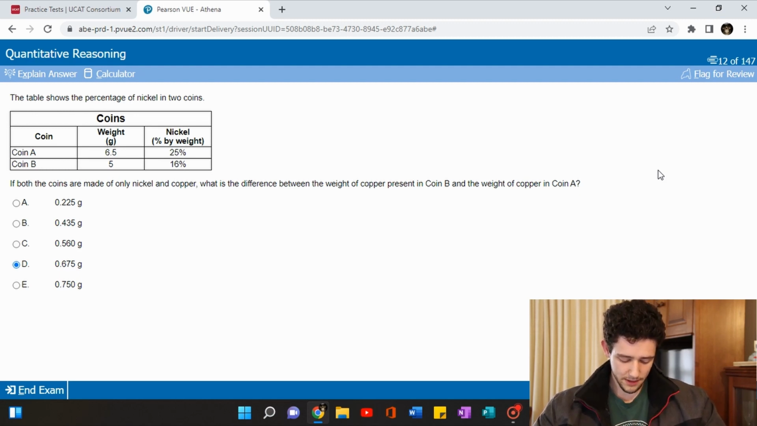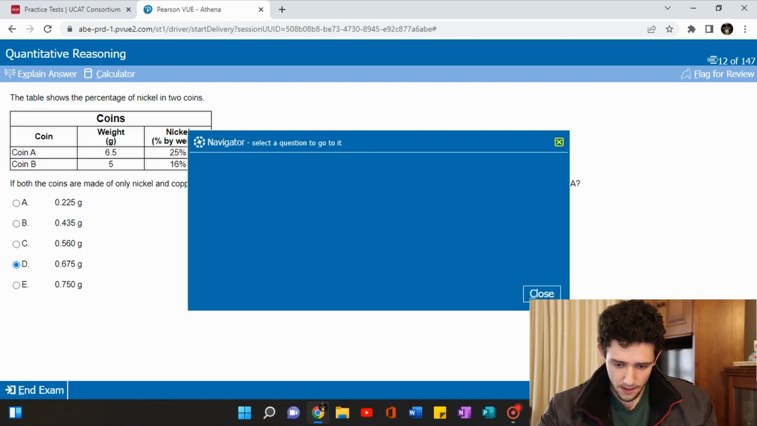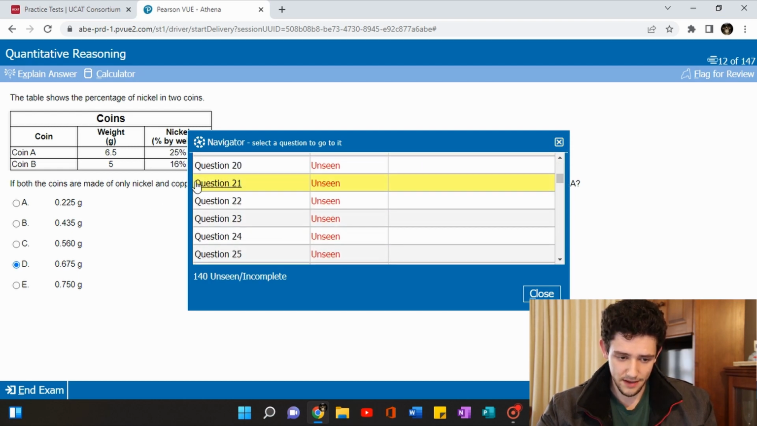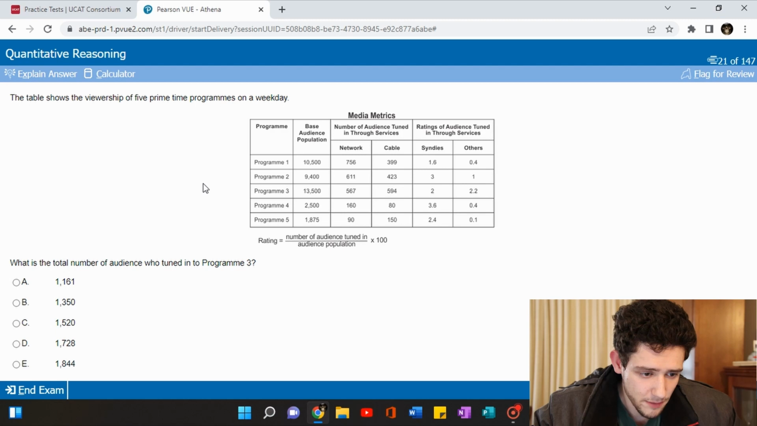So what questions should we do now? We did graphs, we did taxes, we've done percentages. We'll do a proportionality question. So we'll go to question 21, something I found the other day. The table shows the viewership of 5 primetime programs on a weekday. Okay, this is gonna be a hard one, I can tell. What is the total number of audience who tuned in to program 3?